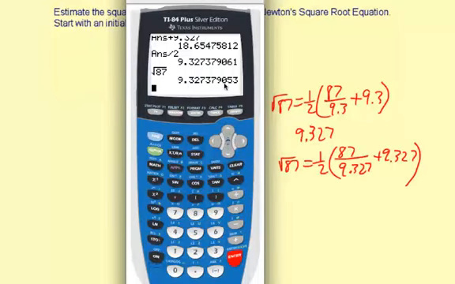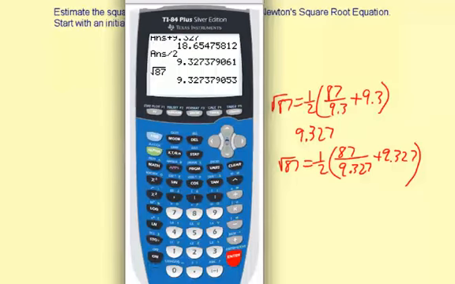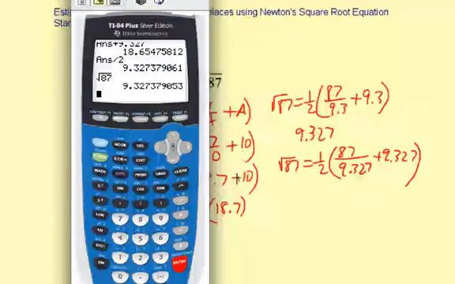9.3273790. Wow, now it's actually accurate to 7 decimal places. We went above and beyond here, and that's by using it 3 times. That's a pretty impressive formula. You can go through it 3 times and get a square root accurate to 7 decimal places, but we're asked for the answer to 6 decimal places. So it's going to be 9.327379.